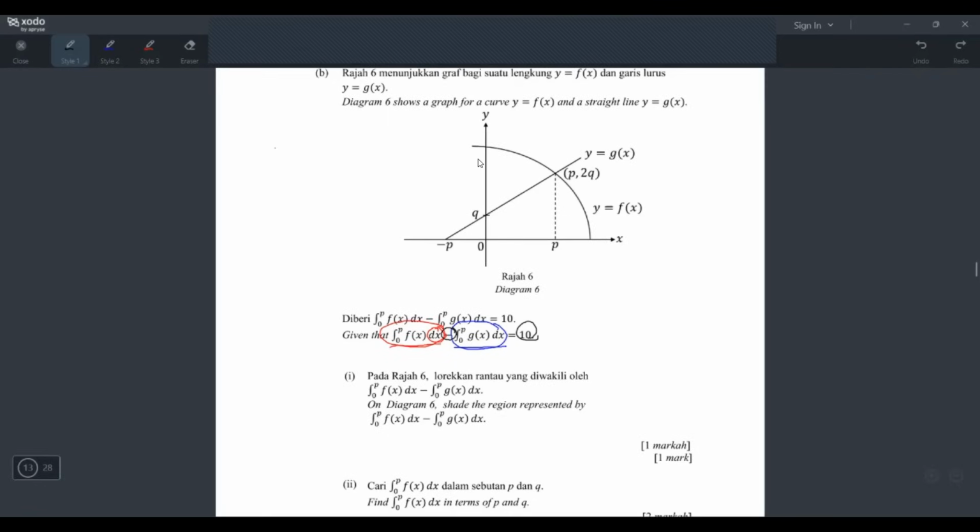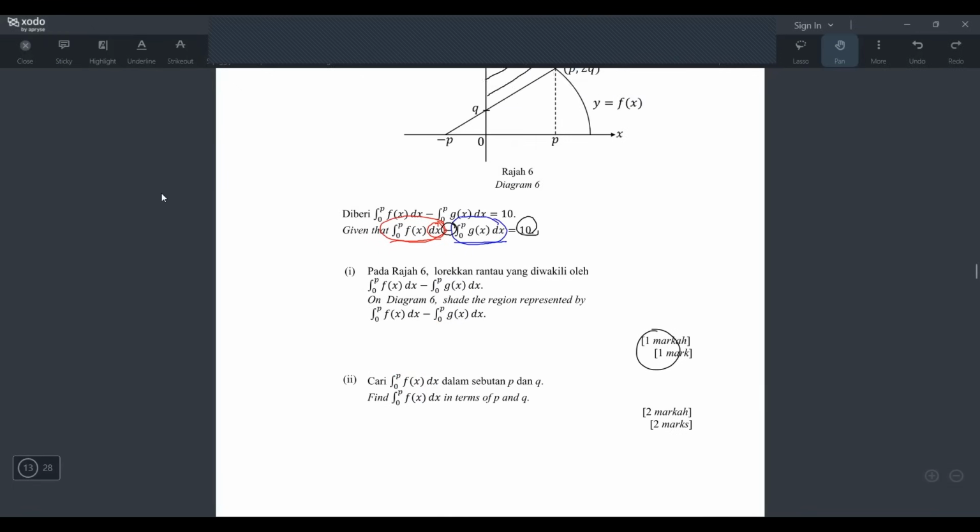Okay, now I already know the answer. The shaded region here is talking about this one. Okay, and I also know the area here. It's 10 because they give it already, right? So let's shade nicely. So this is the shaded region, okay, and it's 10. Okay, so this is only worth 1 mark. So yeah, you just shade only. Okay, number 2, let's go.